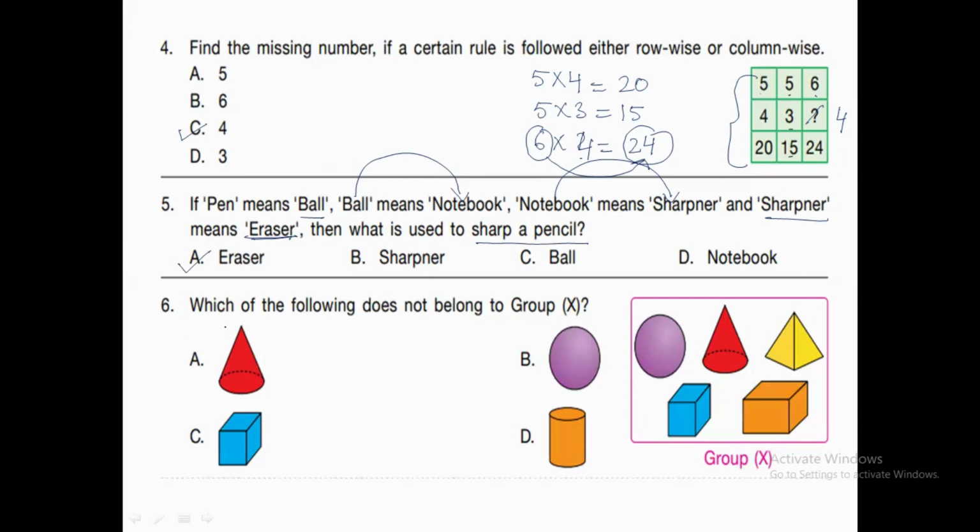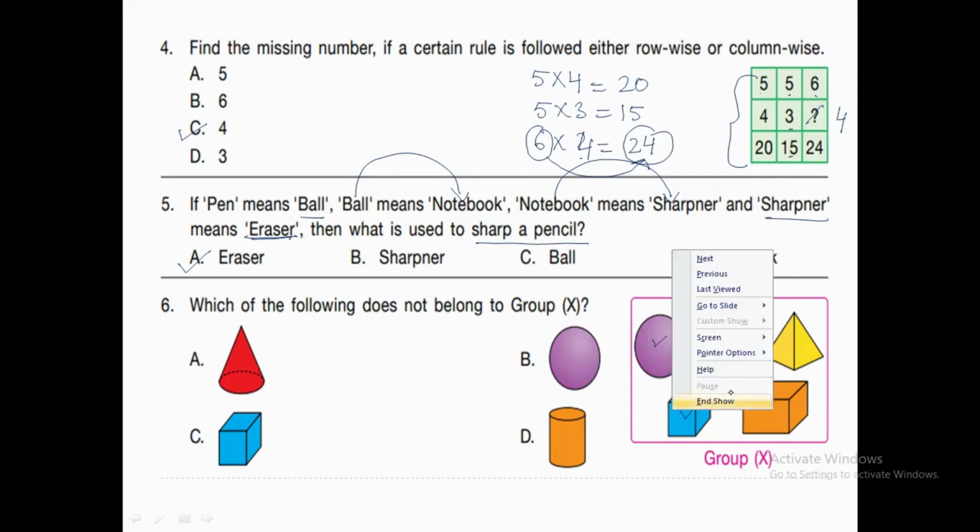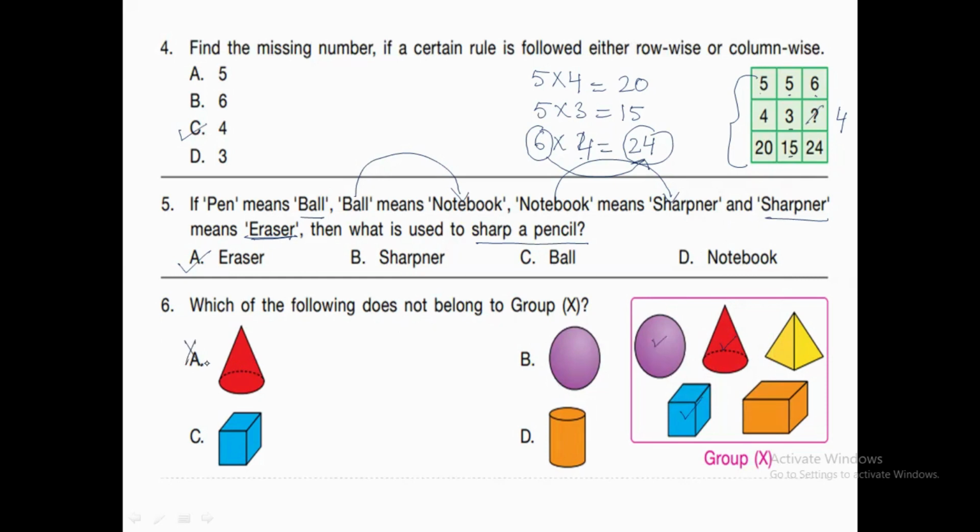Now let's move to the next question, which is: which of the following does not belong to group X? Group X is this. We have to find out, of the given options, which option is not in group X. In group X, we can see a sphere, a cone, a prism, a cuboid, and another cuboid or cube. We have to find out which shape is not in group X. Cone is there, so this cannot be our correct answer.